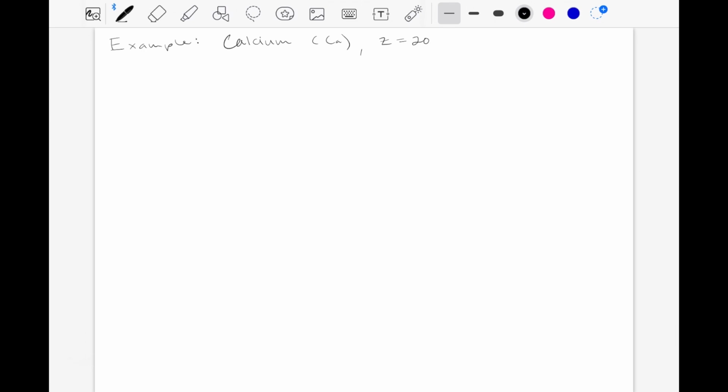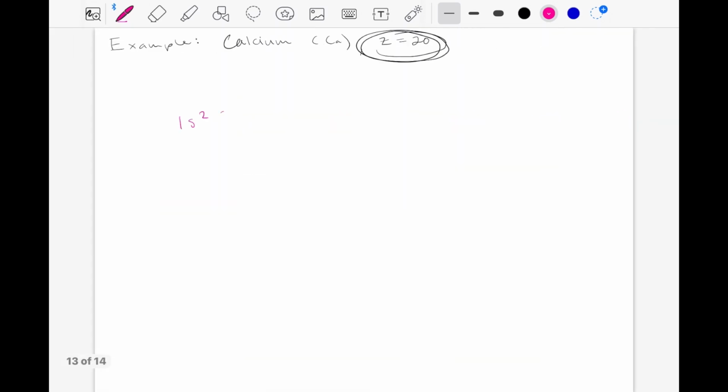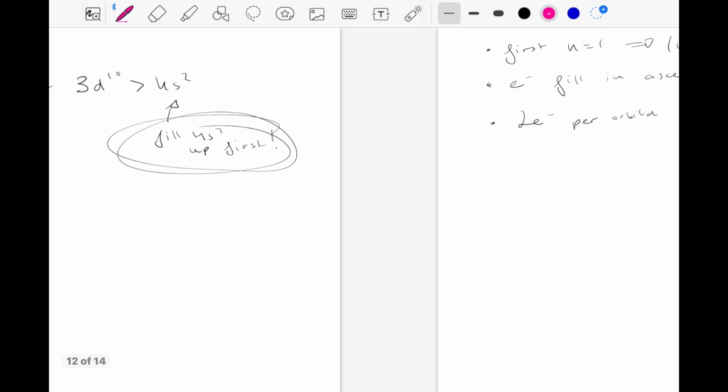So let's try to configure calcium. Calcium has the atomic number of 20, so it has 20 electrons. We're going to start off with 1s2. You can look back to here, 1s2. Then we're going to have the 2s2, then we're going to have the 2p6. What does this give us? 2 plus 2 plus 6. So if you add this up, you can see that we're already 10 electrons in. We have just 10 more to go. What comes after 2p6? You can look over here. It's going to be 3s2.